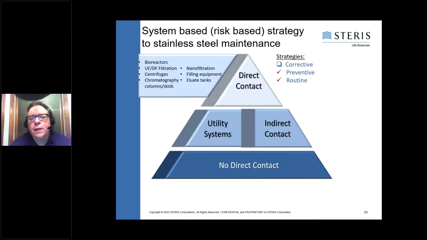The next area to discuss is in regards to direct contact surfaces. Here, we want to be thinking about preventive approaches as well as routine approaches. This is an area of highest risk. This would be bioreactors, centrifuges, chromatography skids, filtration skids, product storage tanks, high risk applications. We want to maintain that stainless steel surface to effectively clean and effectively control microbes on that surface.